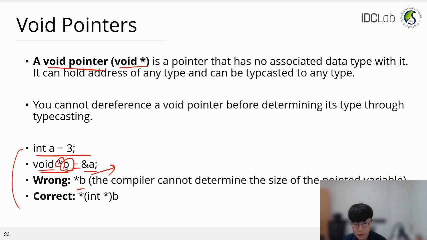So B can hold the memory address, but it does not have information about the length of the original variable. So before we dereference B, you need to convert a void pointer to an integer pointer like this. This is just a typecast, and dereference it. This is correct, and the compiler knows that it should read 4 bytes from the memory address stored in B. You need to determine this before you dereference a void pointer.